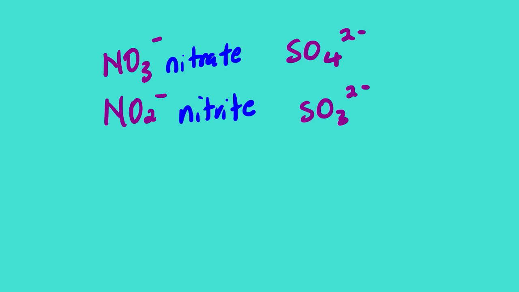Should it happen that they tell you that a certain element reacts with nitrate, you should know that this is the ionic compound, the molecular formula of this particular ionic compound. Then this will be sulfate, and then this will be sulfite.